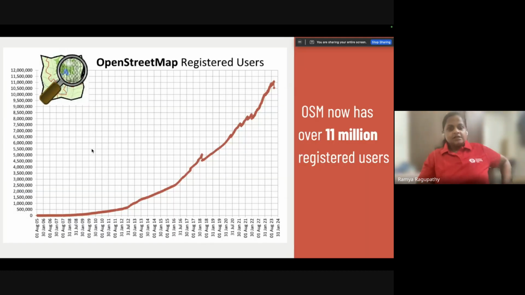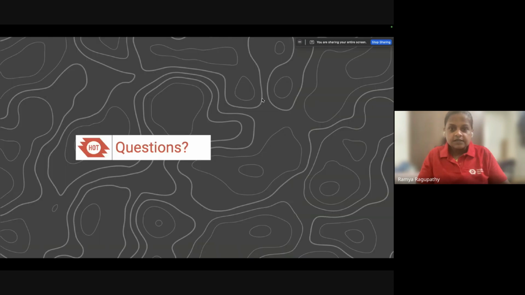So finally, on the OpenStreetMap, we have over 100 million registered users on the platform. If you see here, we have data starting from 2005, and we hit more than 11 million users sometime in January 2024. And the growth has been onwards and upwards. Before I jump on to next, any questions?